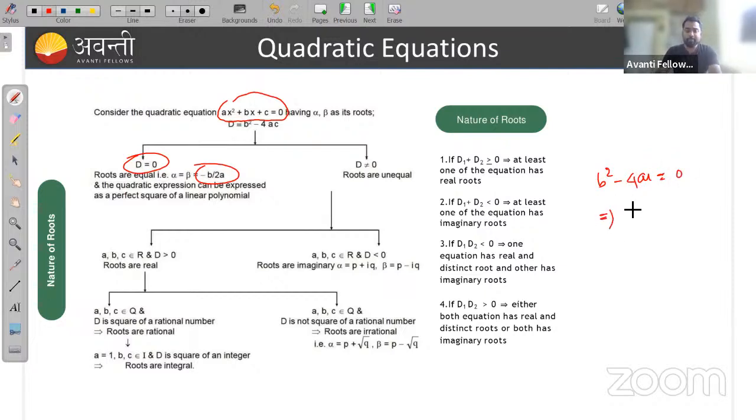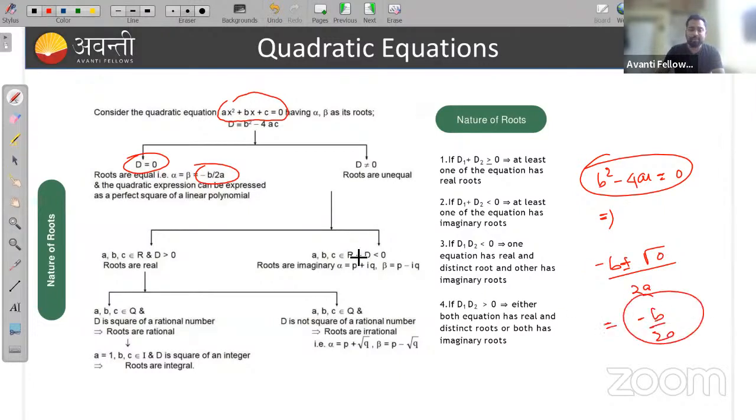So b square minus 4ac is equal to 0. If the discriminant becomes 0, then the root will be minus b plus or minus the discriminant, which is 0, upon 2a. That is minus b upon 2a, right? The roots you are getting are minus b upon 2a. Both the roots will be minus b upon 2a.